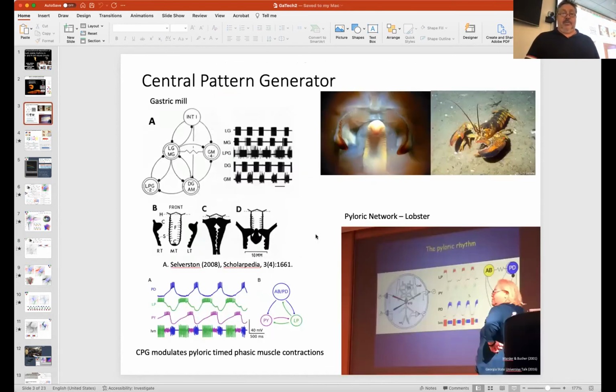So another example of a CPG: the lobster has teeth in the stomach. The CPG that controls the locomotion of the teeth is called the gastric mill. It makes sense, gastric mill.